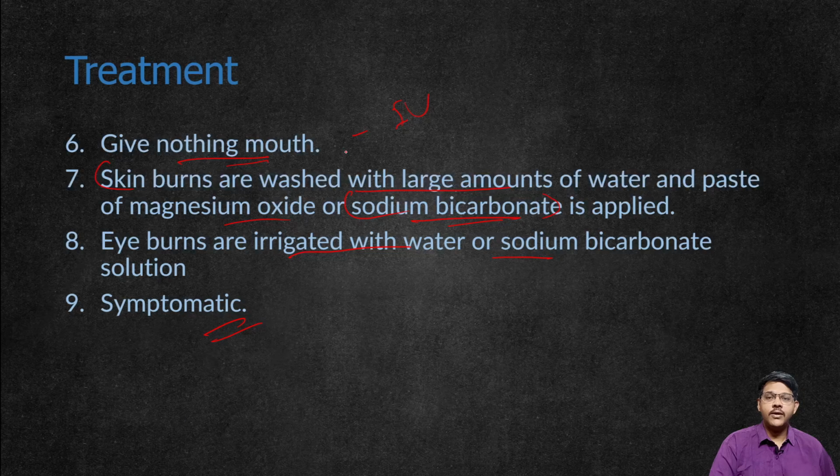First, emetics or gastric lavage should not be done. Then you have to dilute the acid by giving water or demulcents, and give prednisolone to prevent stricture. Then nothing should be given by mouth, and skin and eye burns should be treated. Then symptomatic treatment is given. So this is the line of management of sulfuric acid poisoning.